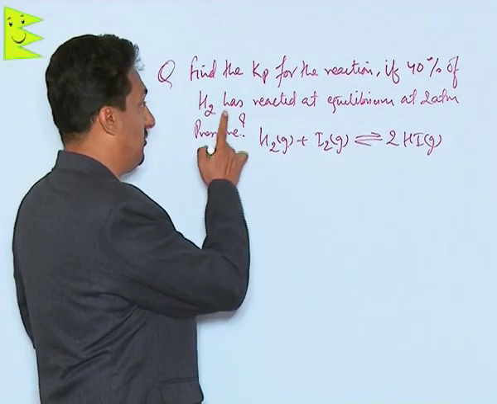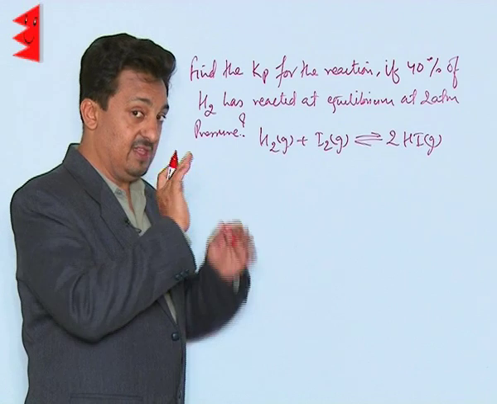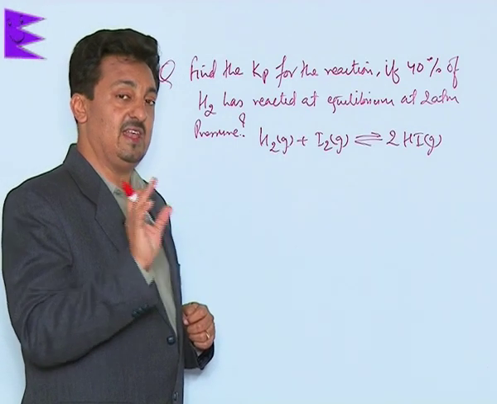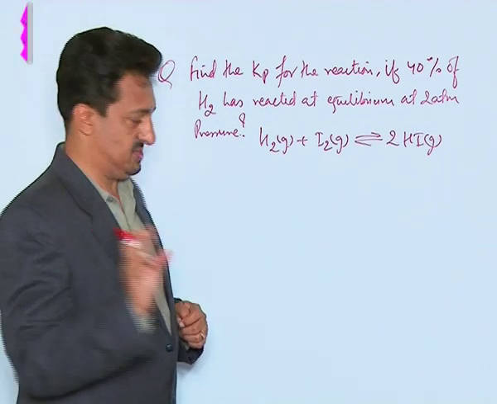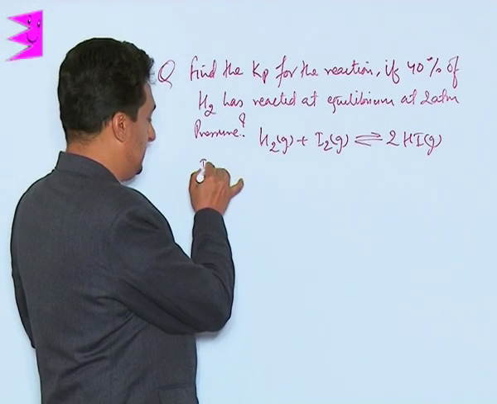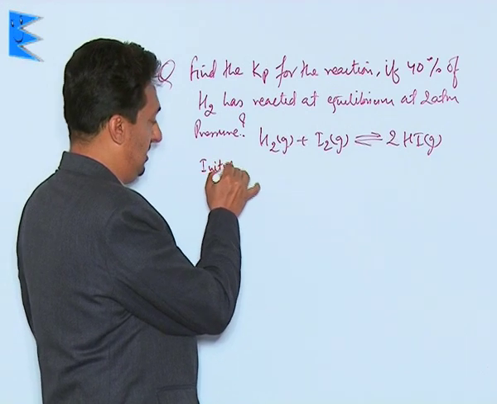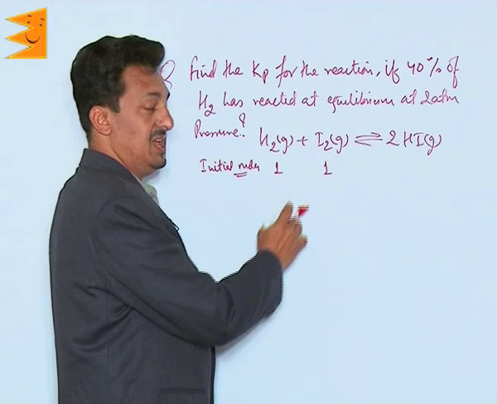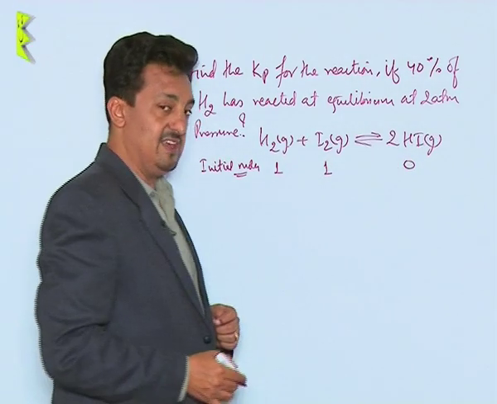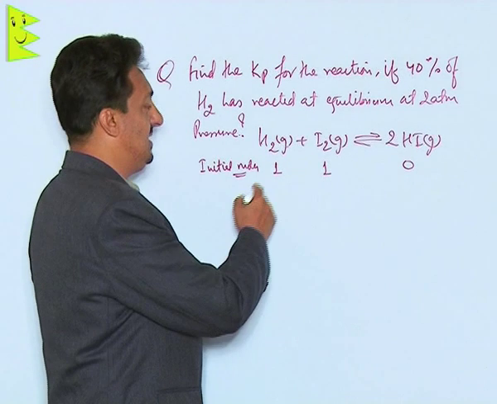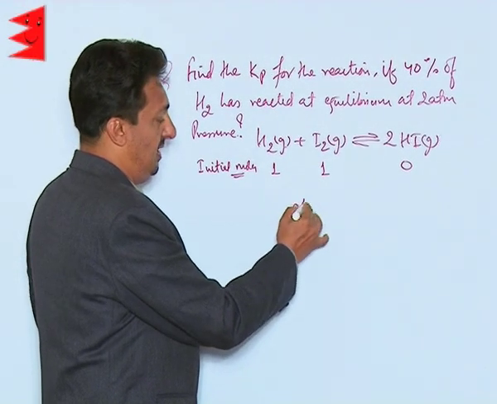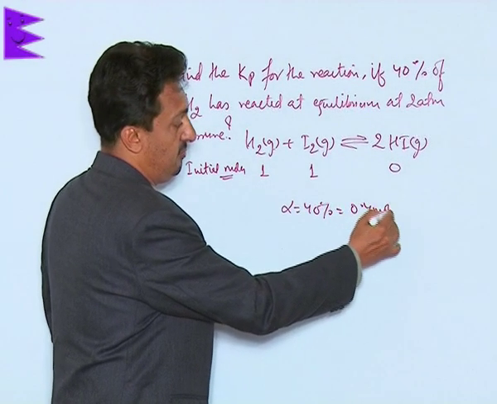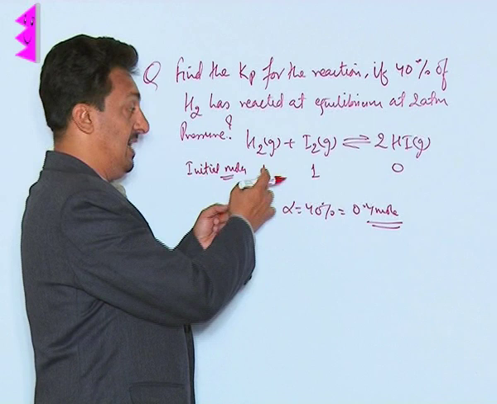So what we know is we have to find out Kp. Remember, it's not Kc. So here the things are different. We will be taking the amount of HI, iodine and hydrogen in terms of their partial pressures. But first find out initial moles. If the initial moles of the two gases taken are 1 and 1, of course the HI is 0. And we know that the alpha here is 40%, which will be 0.4 moles when we are taking 1 mole of hydrogen.